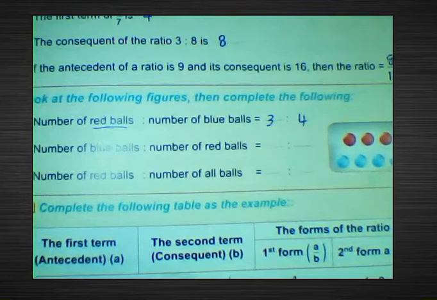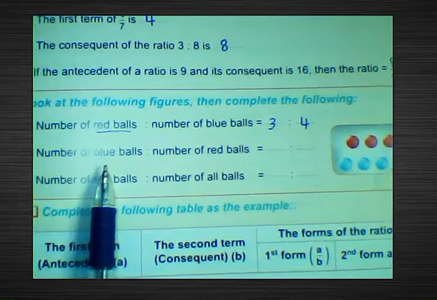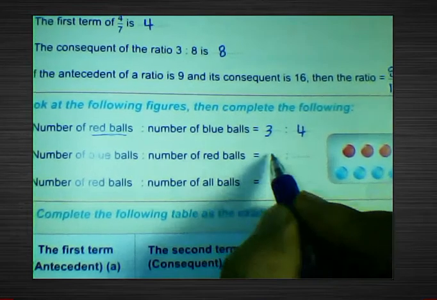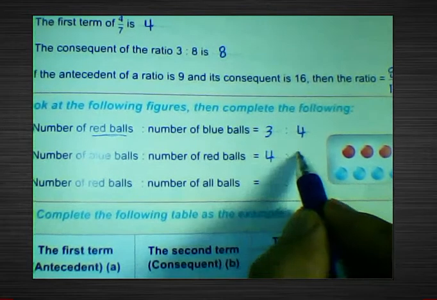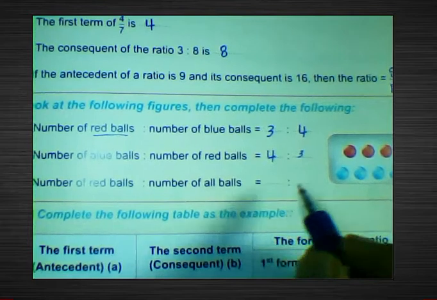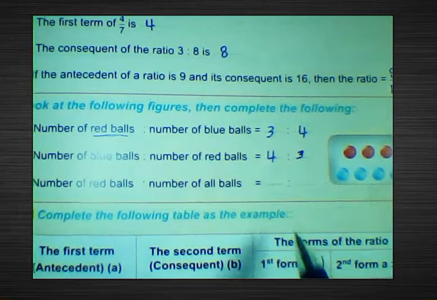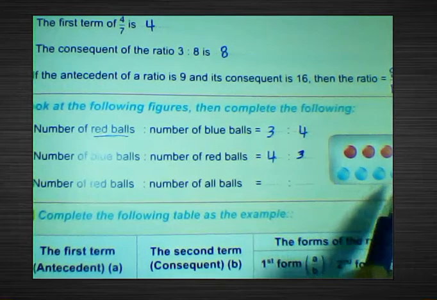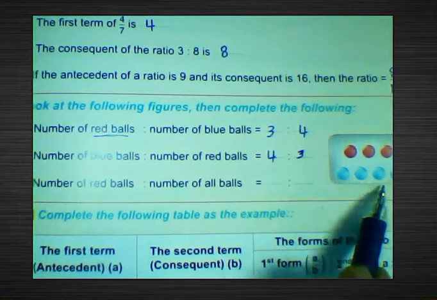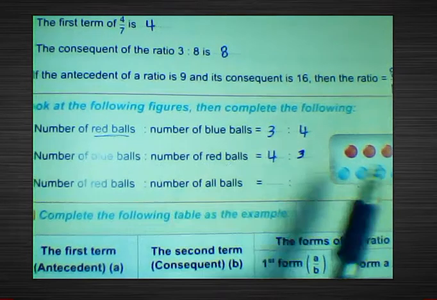Number of blue poles to number of green poles. Look at this figure. Number of blue poles 4 to number of green poles 3. Okay, 4 to 3. Can you see it? It's easy for you. 4 to 3, because we have 4 blue poles and the number of red poles is 3.